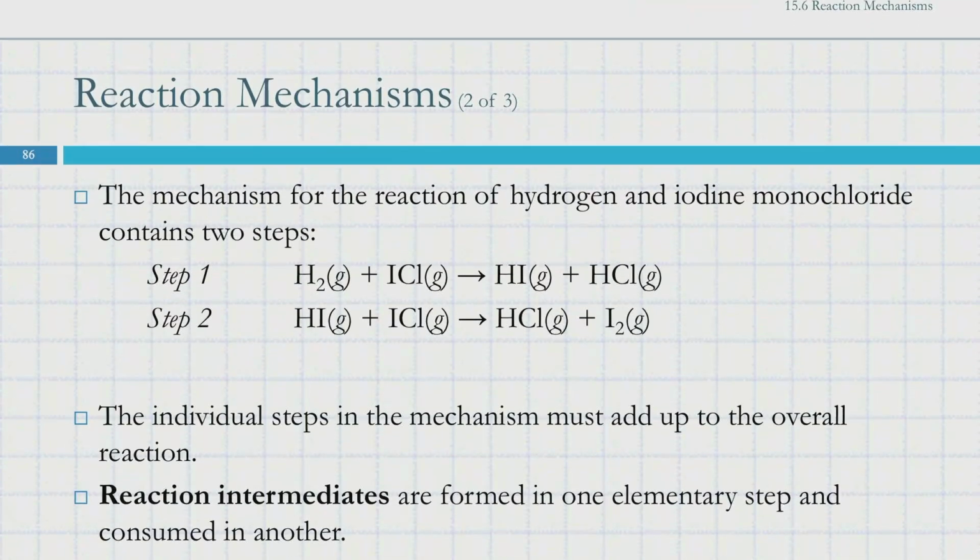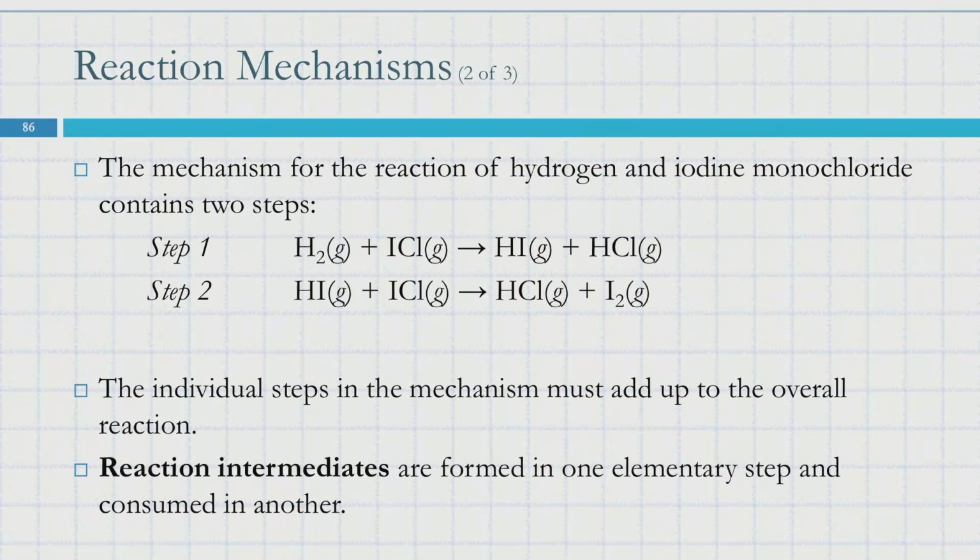The reaction that we were looking at just a little bit ago has two steps. So we've got an initial step where a hydrogen molecule reacts with an iodine monochloride and forms these products. And then we get another iodine monochloride reacting with HI, the hydroiodic acid. And that's how we get our products.